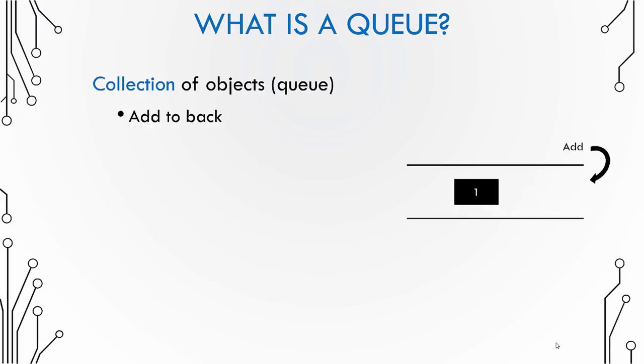And objects are always added to the back of the queue, right? For example, if you are buying a movie ticket and there is a queue of people there, you would always go to the back of the queue. In the same way here, new objects are added to the back of the queue. And objects are removed from the front of the queue.